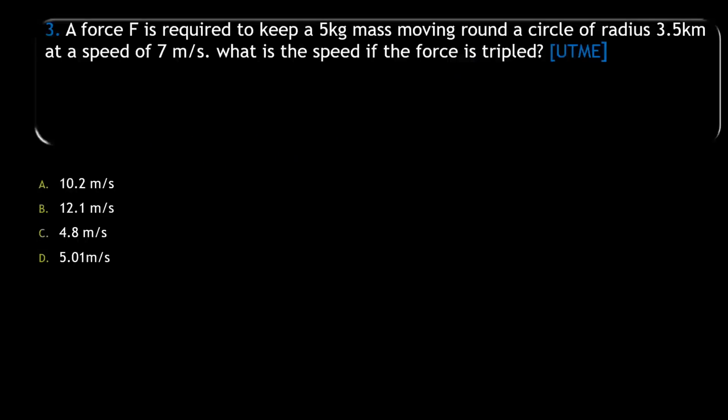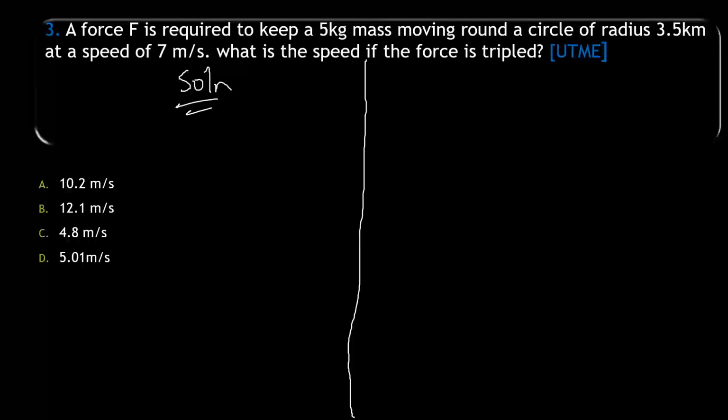Next slide. A force F is required to keep a 5 kg mass moving around a circle of radius 3.5 kilometers at a speed of 7 meters per second. What is the speed if the force is tripled? Okay, again, let me divide my board like this. Solution.